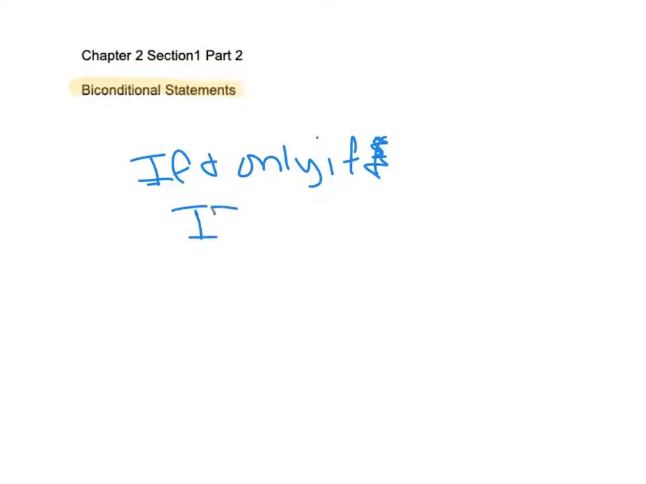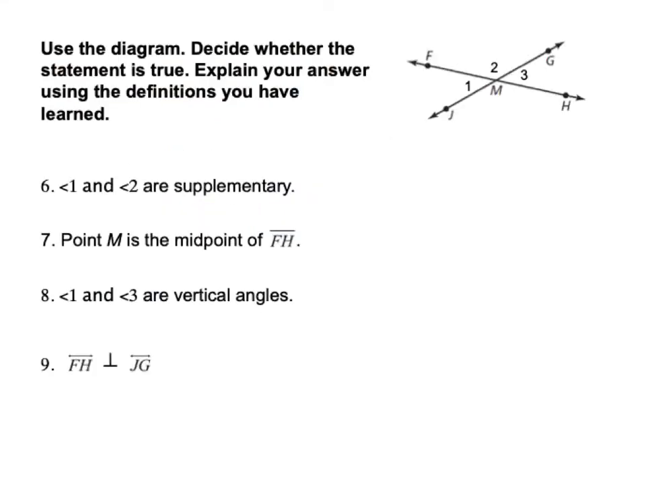Okay, so in our last video, part 1, we talked about conditional statements, which were basically if-then statements, and then we talked about the converse, inverse, and contrapositive. Today we are going to talk about what are called biconditional statements, which are also known as if and only if statements. When we write if and only if, we can also just abbreviate that to IFF. That means the same thing. So here's what that's actually going to look like.